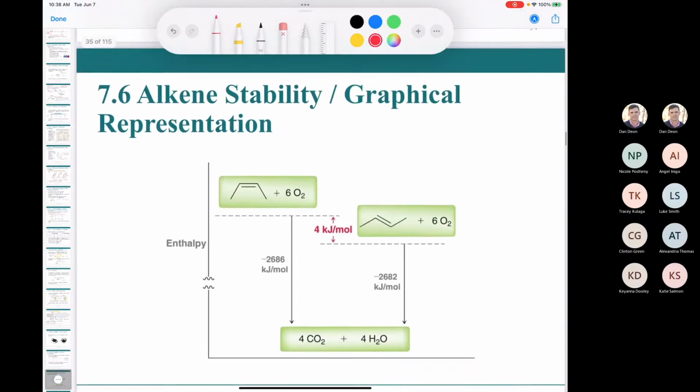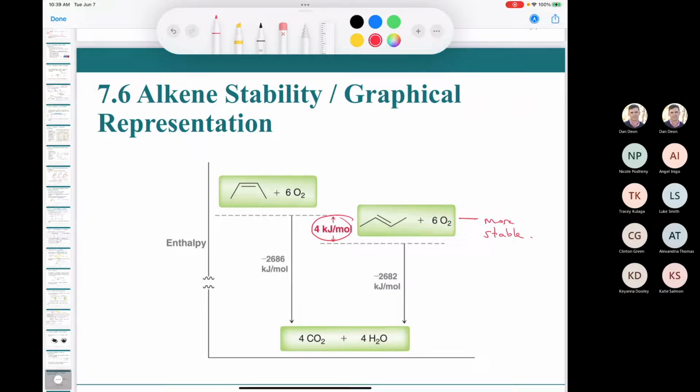And now if we look at a graphical representation, one thing I like about teaching science is that there's always somebody in the class who just says, give me a graph. I need a graph. Show me a graph of everything. I need a graph for this. I need a graph for that. Well, if you look at the enthalpy and the change of enthalpy for the two here, you see there's a difference of 4 kilojoules per mole, and that the trans is more stable. So more stable than the cis. So that's kind of cool.